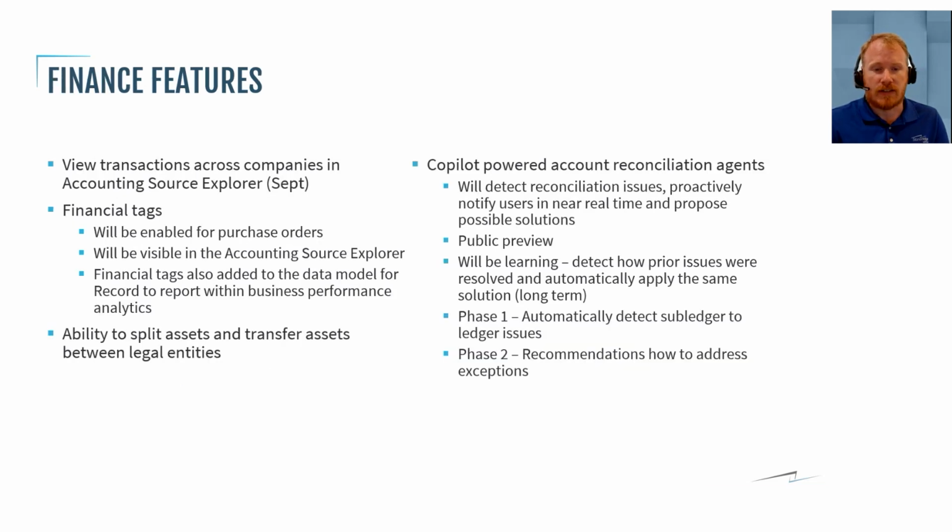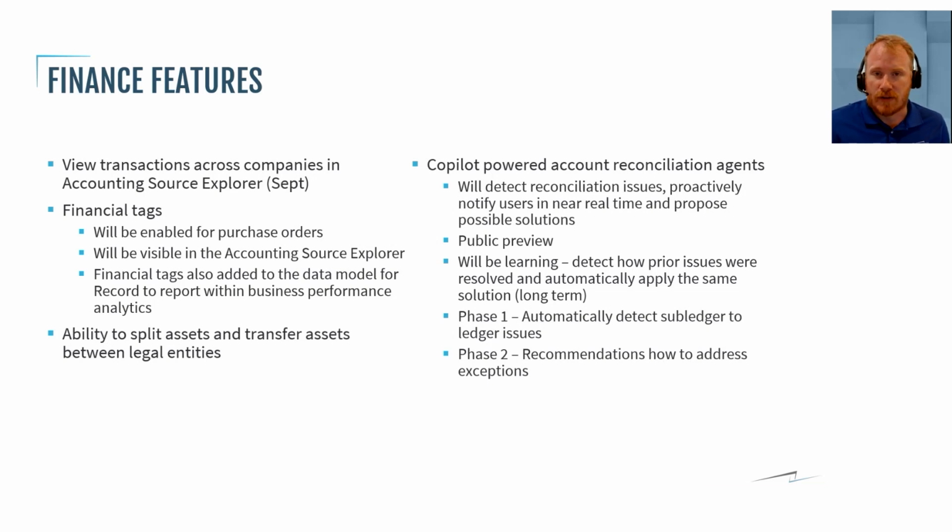Jumping over to finance. If you're familiar with the Accounting Source Explorer today, you'll know that currently you can only view one company's transactions at a time. Starting in September, the Accounting Source Explorer will allow you to view transactions across multiple legal entities. And this is exciting, particularly if you're working within a company where your accounting functions are centralized or consolidated. Could save you a lot of time flipping back and forth.